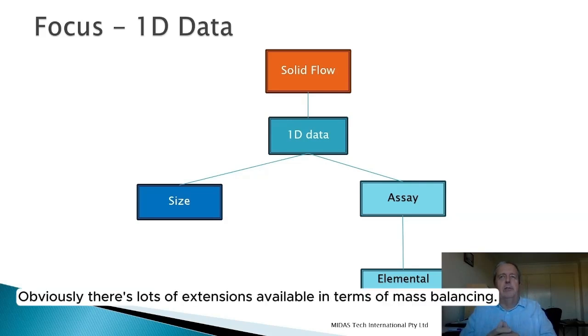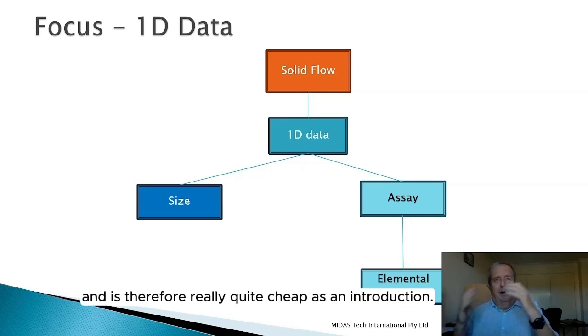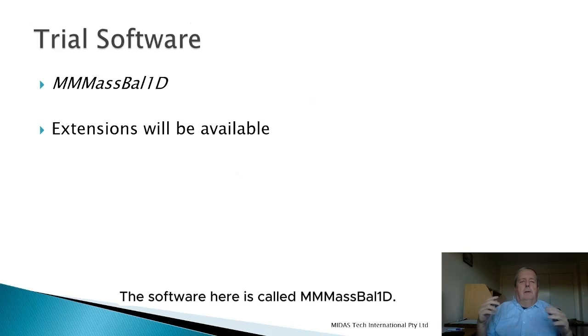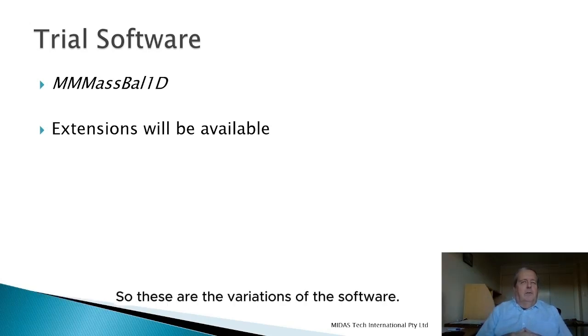Obviously, there's lots of extensions available in terms of mass balancing, but here I'm just focusing on this because I'm making this software available through the course and is therefore really quite cheap as an introduction. And then you decide if you want the extension software. The software here is called MMassbal 1D. The generic name is MMassbal. So there's an MMassbal 2D and an MMassbal 3D, which go to more complicated data structures. So these are the variations of the software.